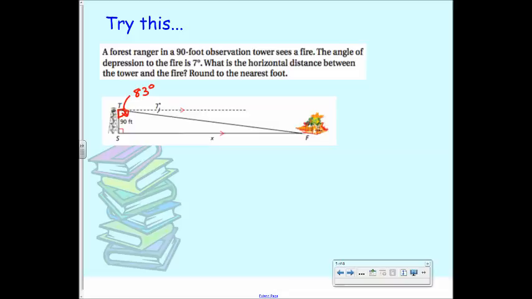Okay, so angles of elevation, you're going to use that. Angles of depression, you have to subtract from 90. Always. The reason for that is because you're looking for a side of the triangle, and the angle of depression will never actually be inside the triangle. So subtract from 90.